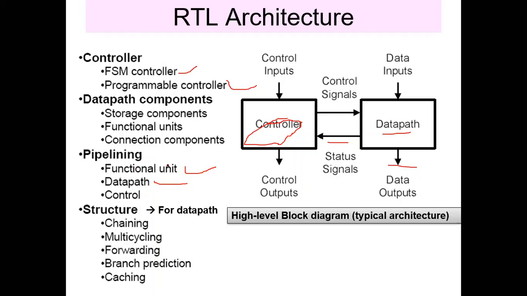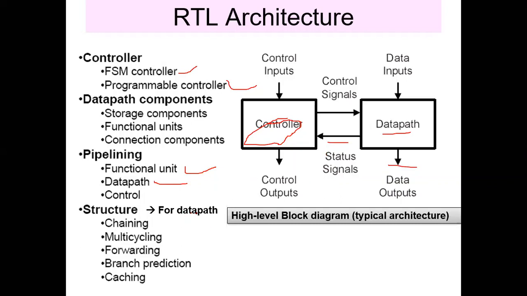So pipelining can be for the data path as well as the controller in general. In the data path, we can have register pipelining, or register files having that pipelining facility, or the functional unit may have the pipelining facility. That's basically for improving the performance. We can have different approaches. One is pipelining, which can be done for the controller as well as the data path.